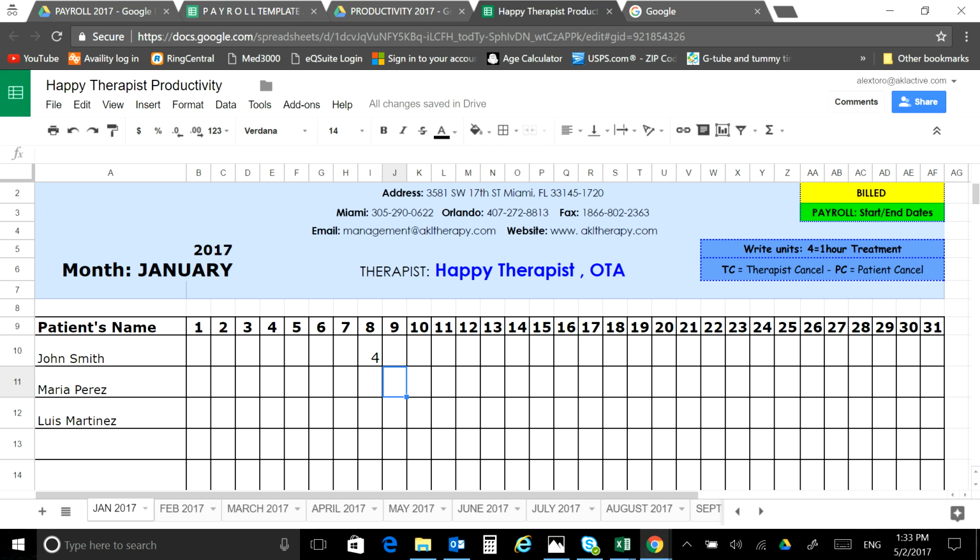If you cancel, you put TC. Let's say you canceled on the 11th, and the next time you saw the client was the 12th, but this client is supposed to be seen 3 times a week for 60 minutes. So you have one more day during that specific week, but let's say the patient canceled. So I know that in this week one time the therapist canceled and the other time the patient canceled.